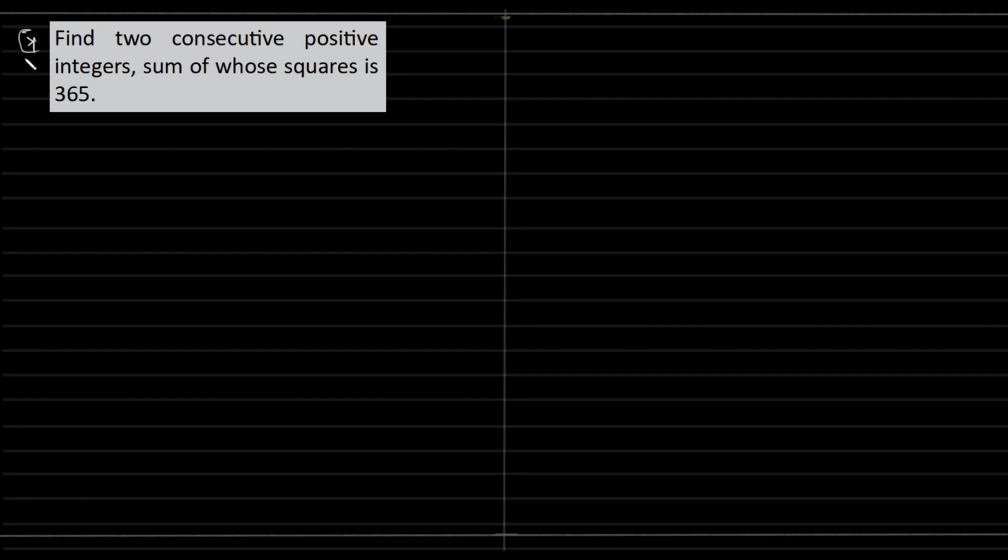Find two consecutive positive integers, the sum of whose squares is 365. So it's a pretty simple question. First, figure out what a consecutive positive integer is, write a statement, and write the given and try to get an expression. Then compare it with my answer. Please pause the video.